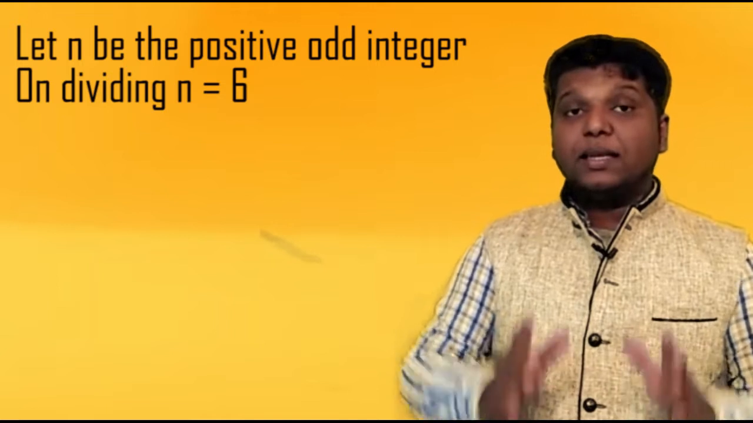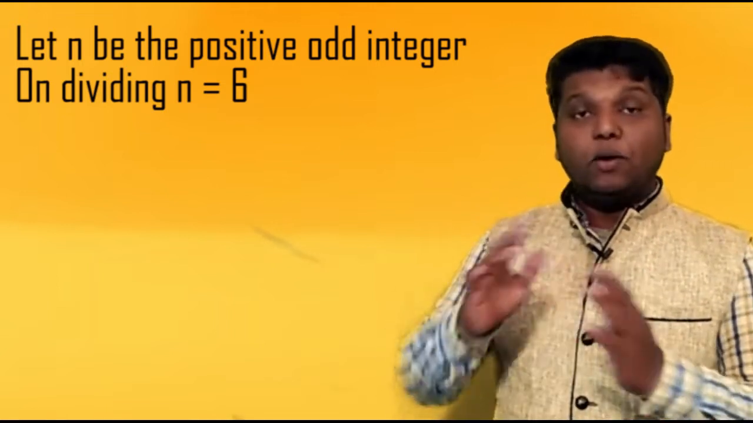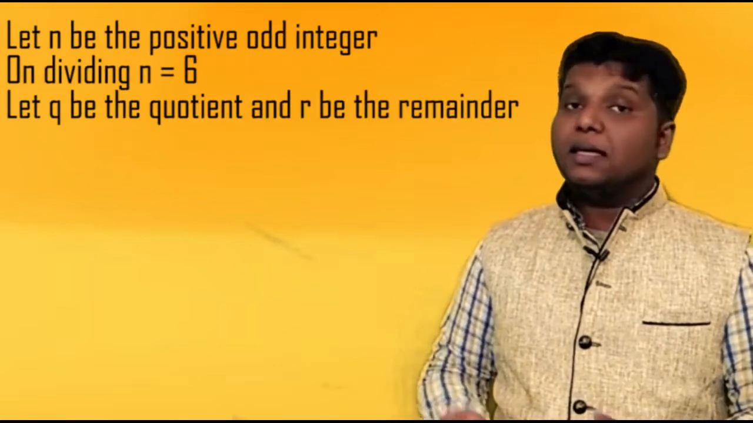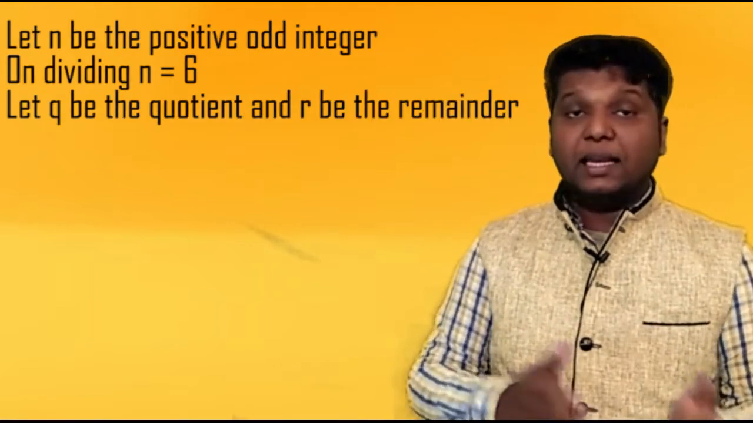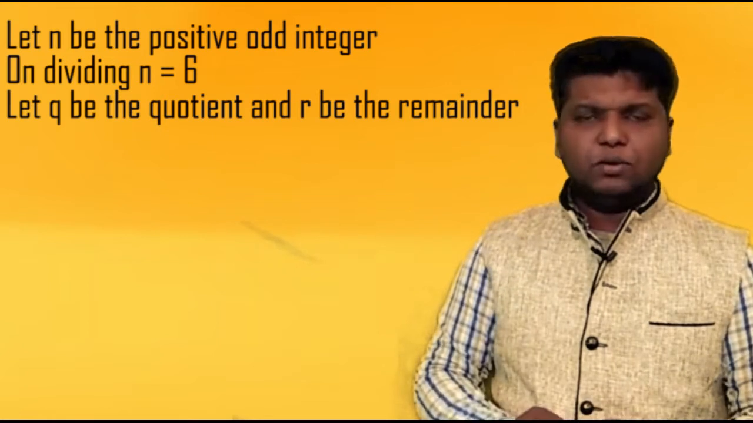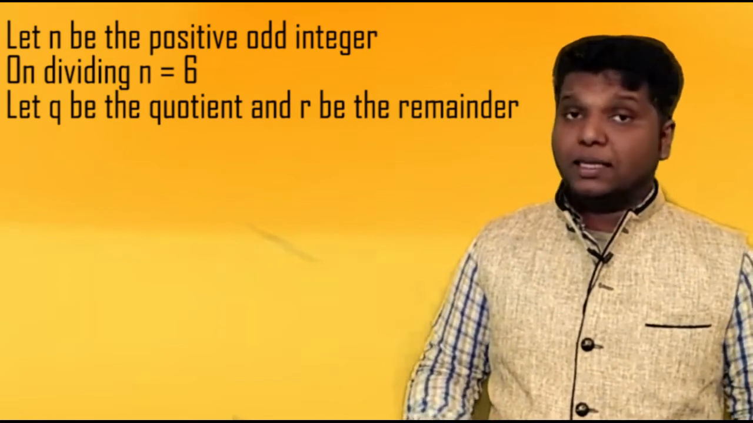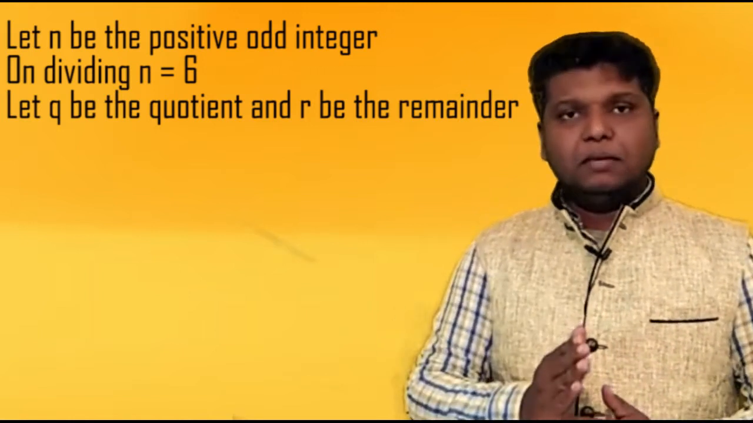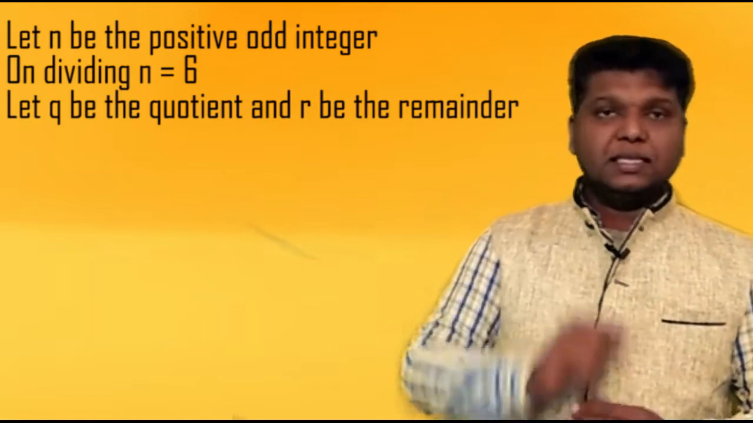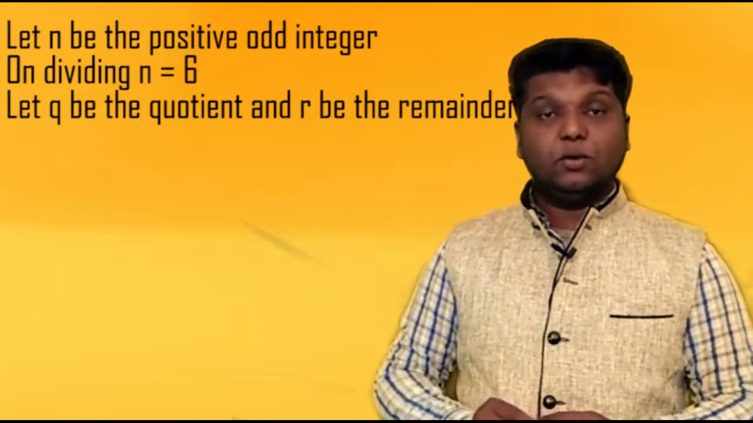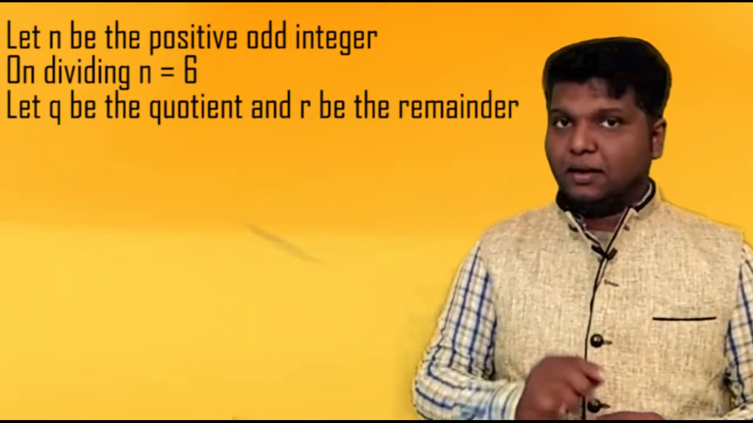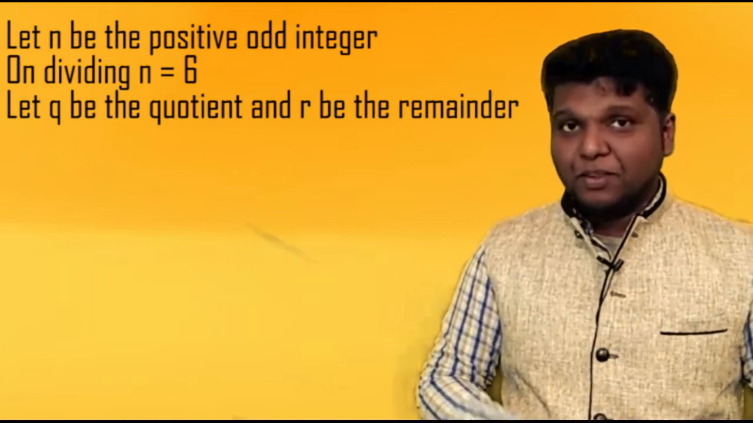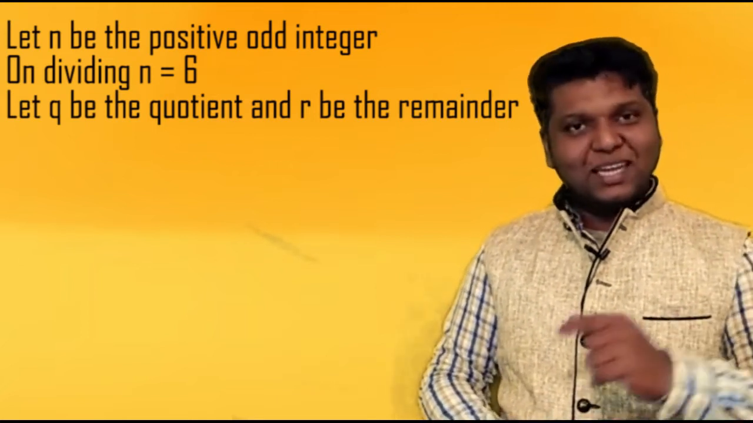So in the next step we will write like this. On dividing n by 6, let q be the quotient and r be the remainder. Anyhow, if you are dividing a number by another number, there will be a quotient and definitely you will get a remainder also. So here we are taking n as that number, dividing by 6, and receiving q as its quotient and r as its remainder. Now this is familiar with a statement. What is that statement? It is Euclid's division lemma.